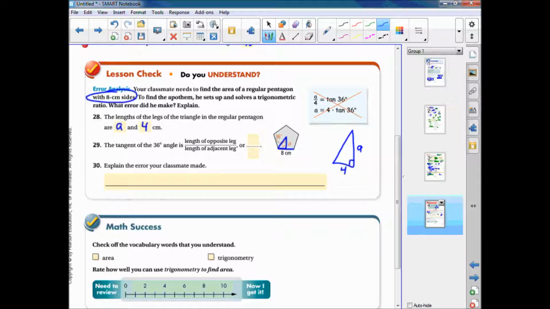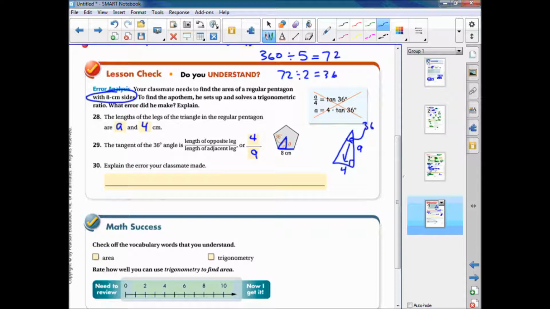So where did the 36 come from? All right, so let's see. We had a pentagon. So 360 divided by 5 will give us 72. But that's the whole central angle. So remember, we're going to do 72 divided in half to get half of our central angle. So this would be 36 here. That's where the 36 came from. So the tangent is supposed to be the opposite over the adjacent. All right, so the tangent of this angle should be 4 over A.